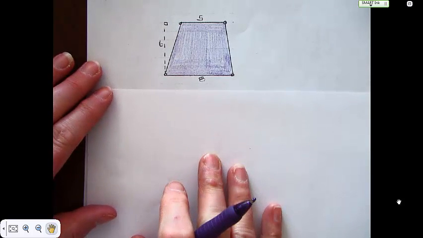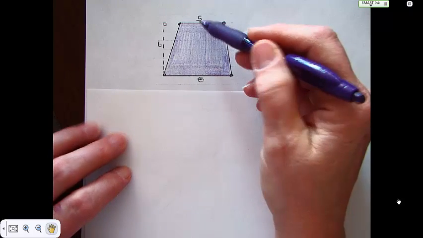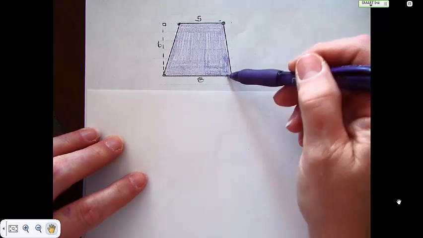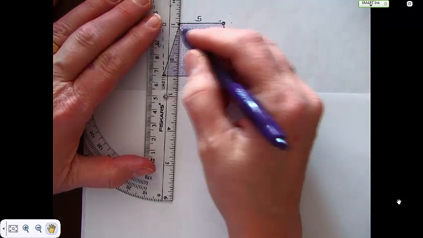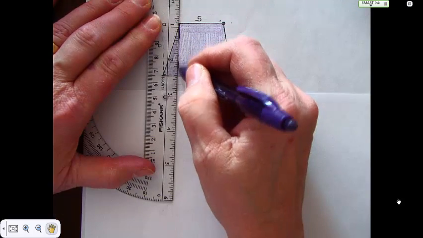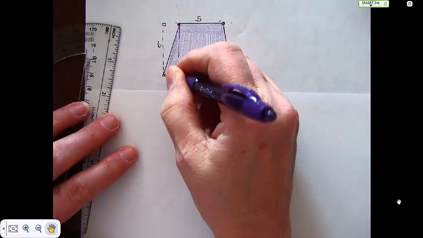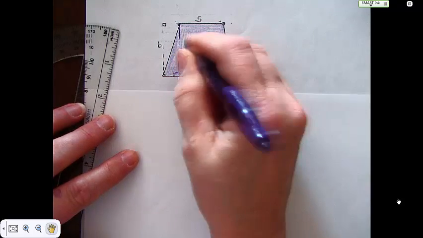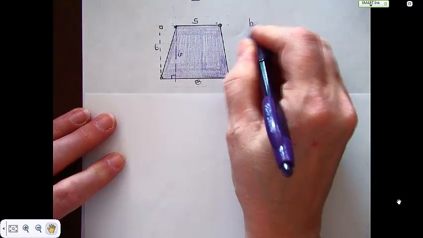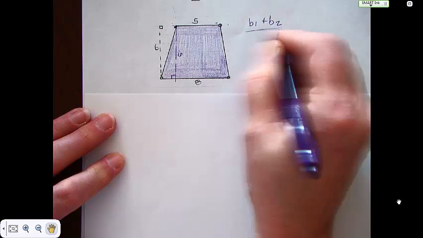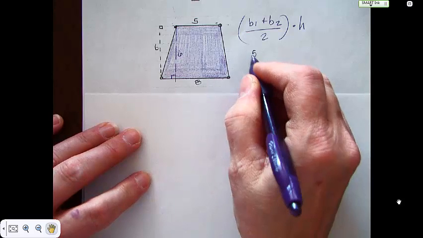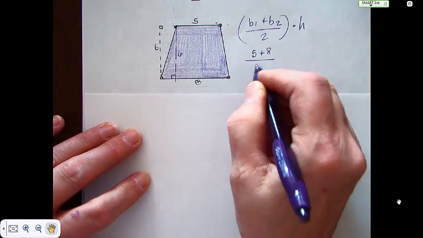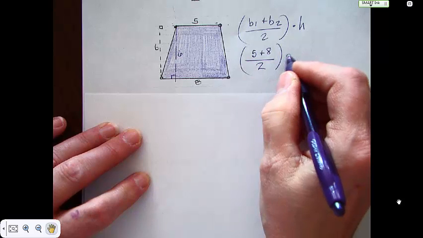One last one to look at. And this one's pretty easy. We have base 1, base 2, the height. And remember that we can, if we want to, draw a straight line in here, and it would be the same. So, base 1 plus base 2 divided by 2 times the height. So, base 1 is 5 plus 8 divided by 2 times 6.